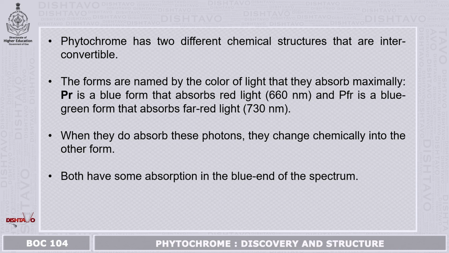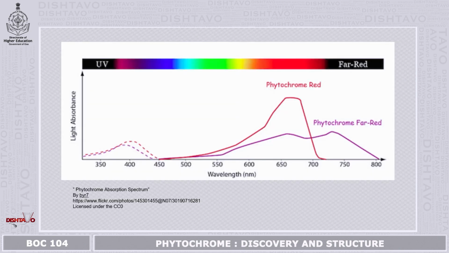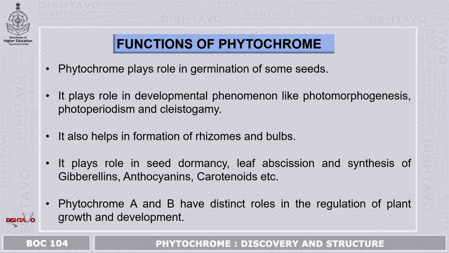Both have some absorption in the blue end of the spectrum. So if you see over here, the red light will be somewhere over here, whereas the far red light has its peak somewhere over here. So this is the electromagnetic spectrum showing where exactly the far red light and the red light have the maximum value.